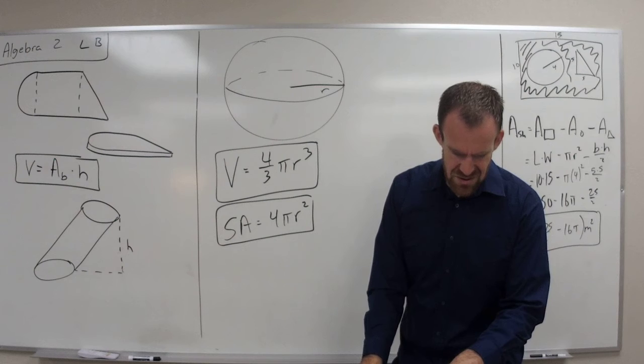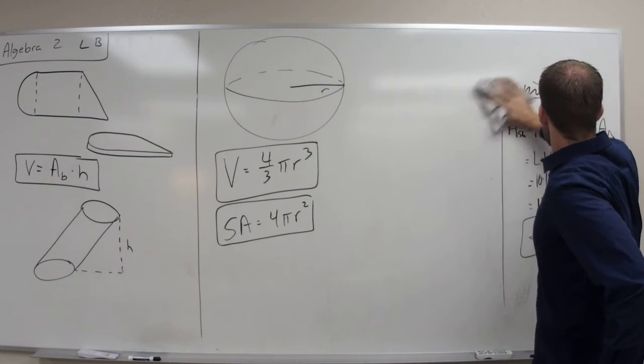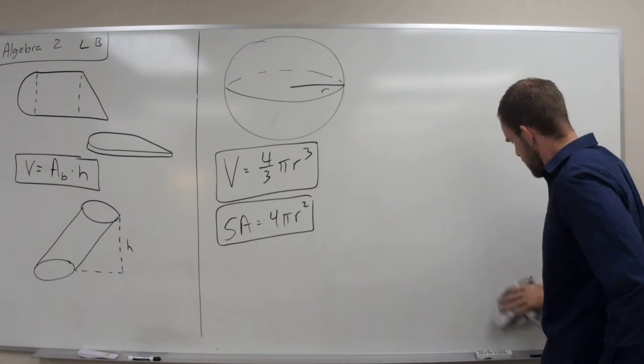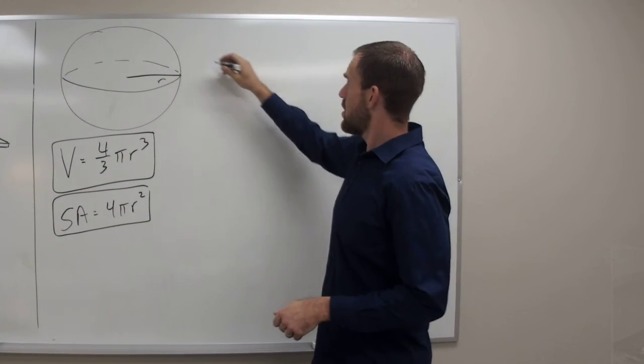All right, we talked about surface area. How do we find the surface area of a cylinder? So a cylinder looks like this.